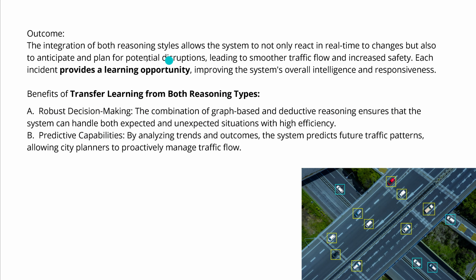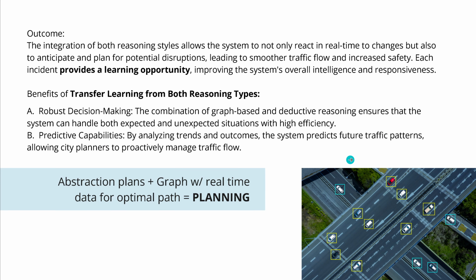Yeah, worth mentioning the benefits of this transfer learning from both reasoning types. You have a more robust decision making in this hybrid system, and you have better predictive capabilities and a better performance of the overall system to proactively manage the traffic flow in a city.